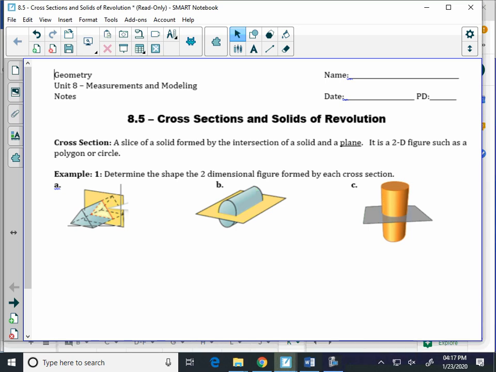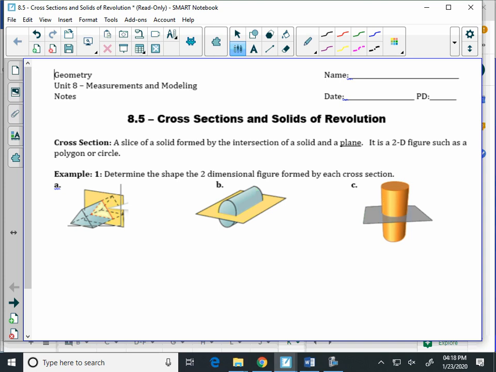In this section of notes, we're still going to talk about three-dimensional figures. But we're going to talk about how we can create two-dimensional figures from a 3D figure. So the first thing we're going to talk about are cross sections.